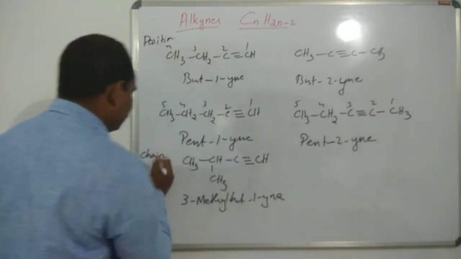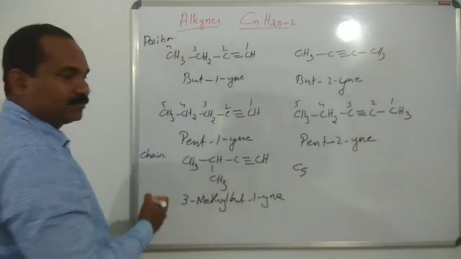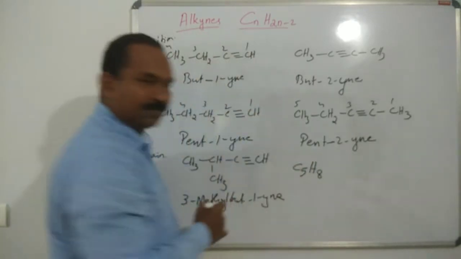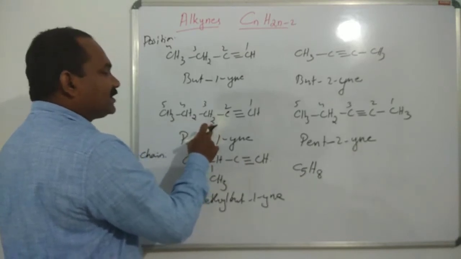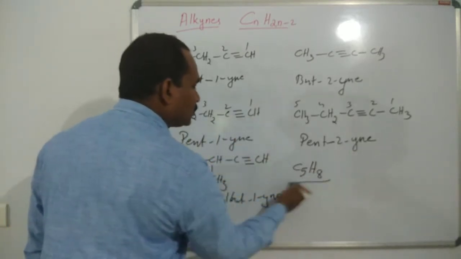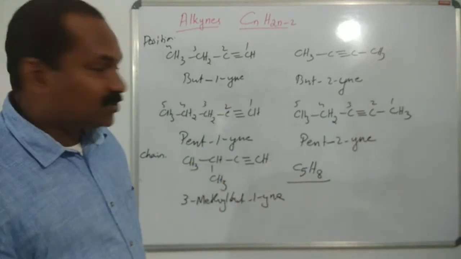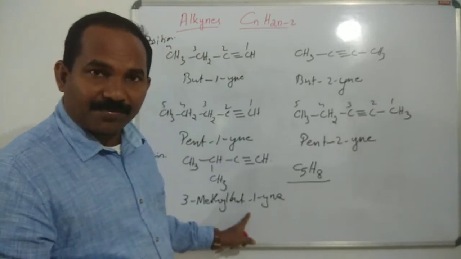C5, both having the formula C5 and H8. Just count it: 3 plus 2, 5 plus 2, 7 plus 1, 8. These two have the same general formula and different chains. These two also have the same general formula.